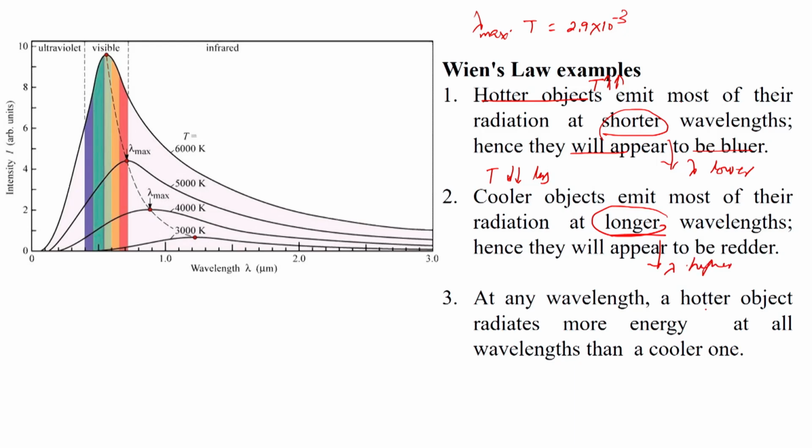At any wavelength, a hotter object radiates more energy than a cooler one. Obviously, this is because the radiated energy is given by sigma T to the power 4. So a hotter object radiates more energy at all wavelengths, not only at a specific wavelength.